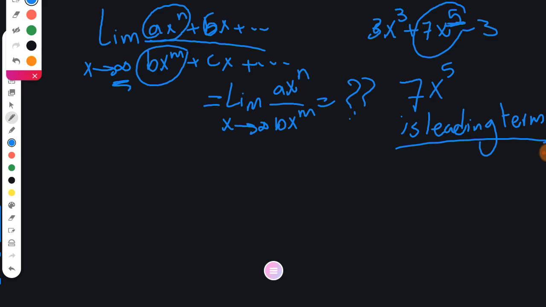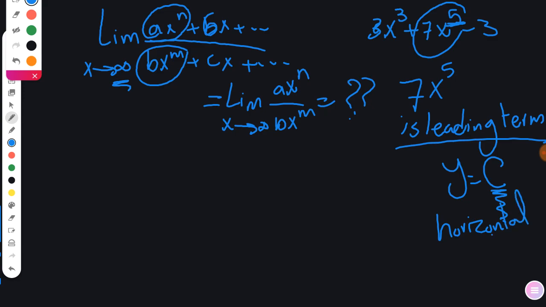The limit of a rational function when x approaches infinity, as you have to remember, the result will be y equal constant, which is the rule or the equation of a horizontal line. Please don't forget, this means the horizontal line. The equation of a horizontal line is y equal constant. I refer to it by using a dotted line. Okay.